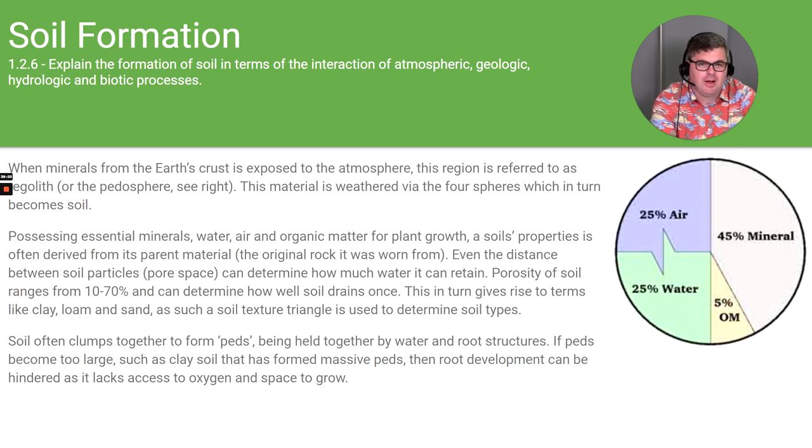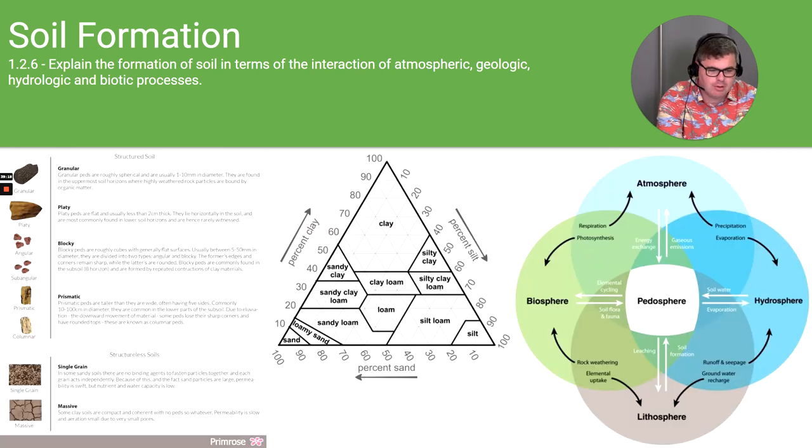Now, for the most part, soil tends to clump together into dirt clods that are technically called peds. There are different types of peds that can form, and however big they are can determine how much space roots have in order to move. So, let's go to the next one.